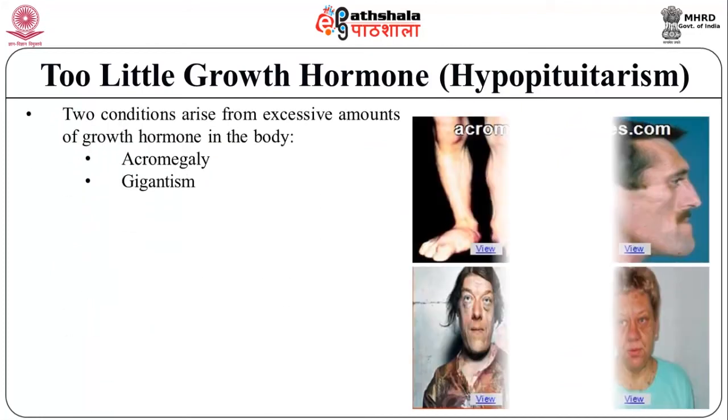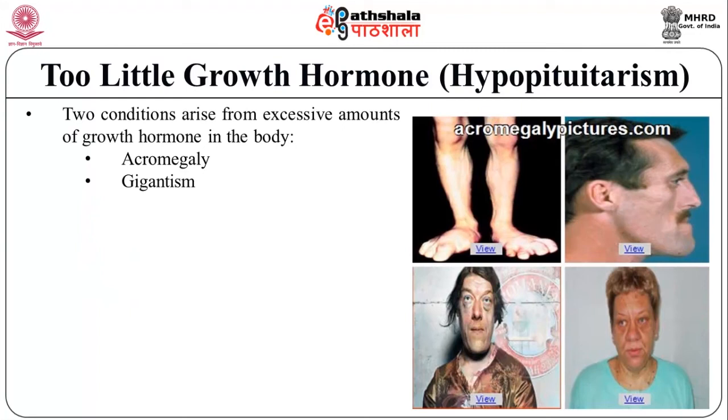Too much growth hormone, hyperpituitarism. Two conditions arise from an excessive amount of growth hormone in the body: acromegaly and gigantism. The cause usually is a tumor in the pituitary.